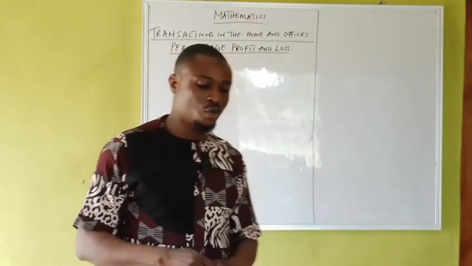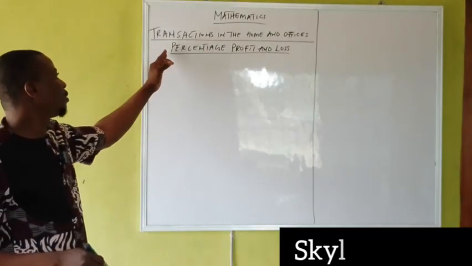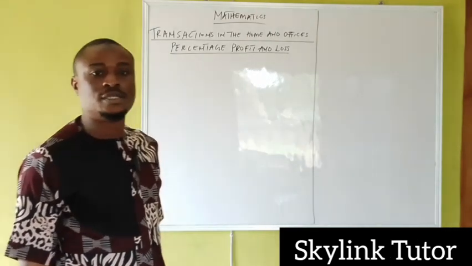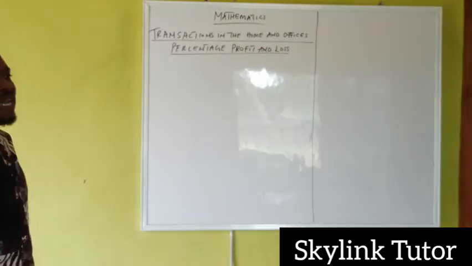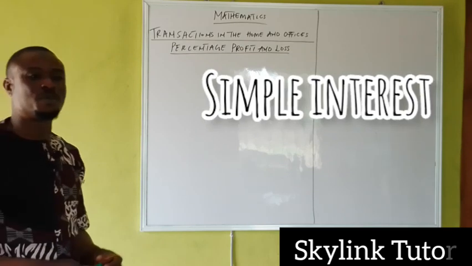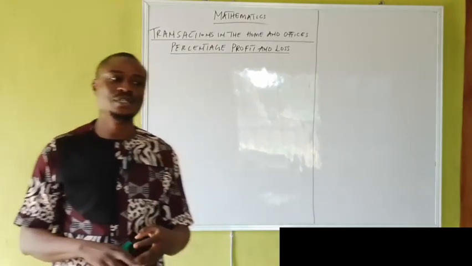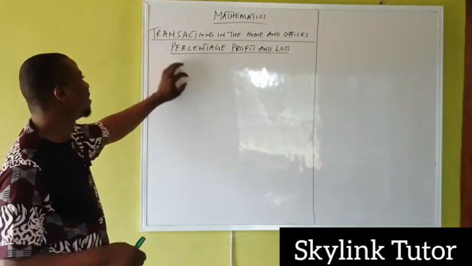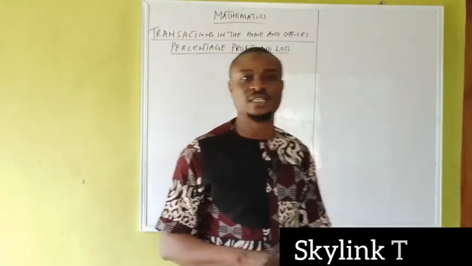Last week we treated a topic, transactions in the home and offices, and under this topic we actually treated simple interest, whereby I explained what principal was, the rate, the time, even the interest. So today's edition we are going to be teaching ourselves percentage profit and loss.